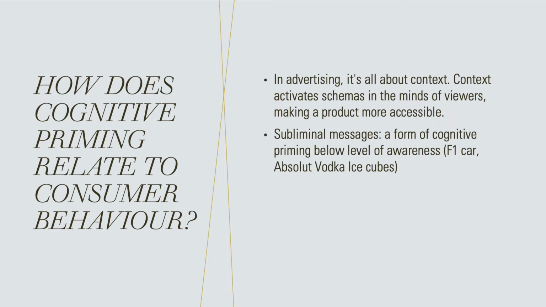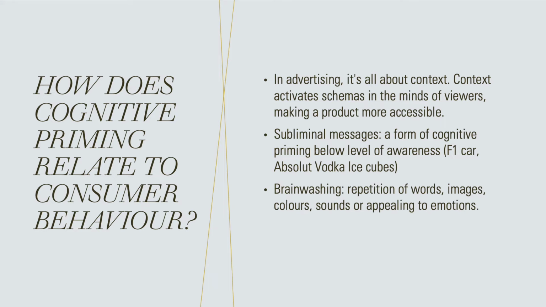The second one is subliminal messages. Subliminal messages are cognitive priming below the level of awareness. So we're not aware that products are being advertised to us. For example, the F1 car that was advertising Marlboro, the cigarette brand, and also the Absolut vodka ice cubes in the advert. And then we've got brainwashing, which can be the repetition of words, images, colours, sounds, or appealing to emotion.